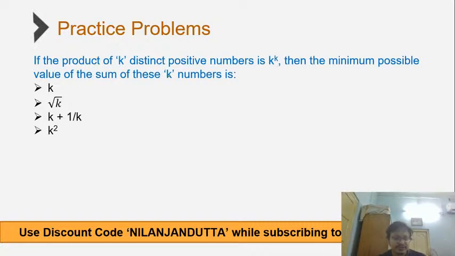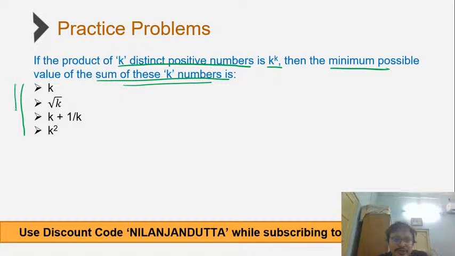So the first question is as follows. Here it says, if the product of k distinct positive numbers is k to the power k, then the minimum possible value of the sum of these k numbers is which of these options? Everybody try solving this in the next 1.5 minutes, and then we'll look at the approach.